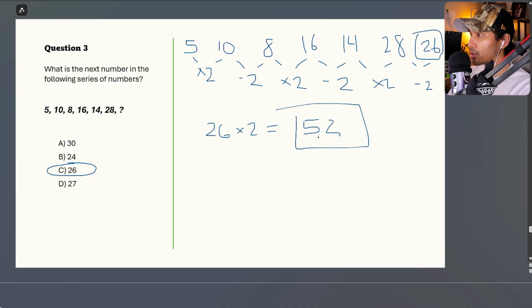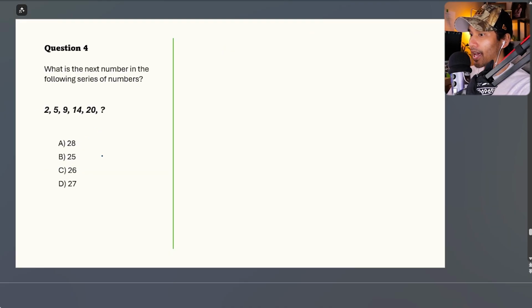Yeah, that would be our next: 26, then 52. So there you go. This one is easy, medium, okay? All you had to do was figure out the pattern, man. That's it. Now, we have another easy, medium, difficult one.